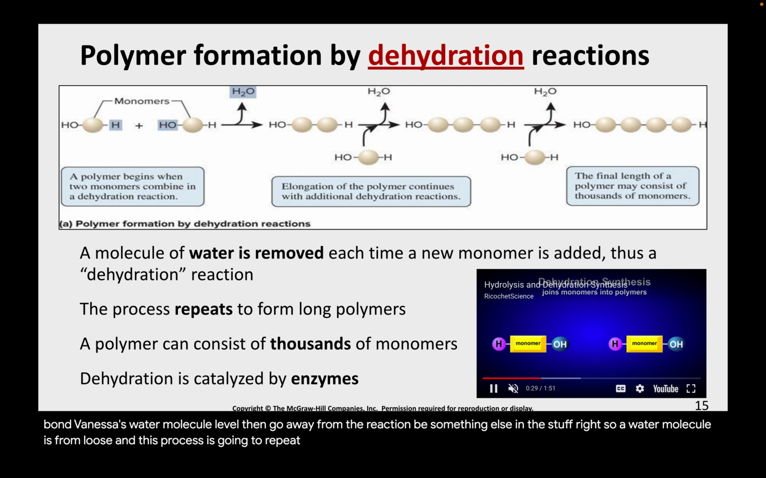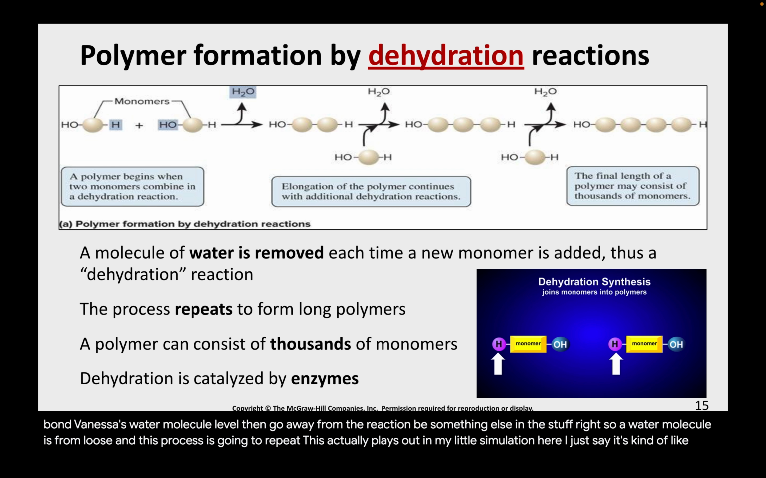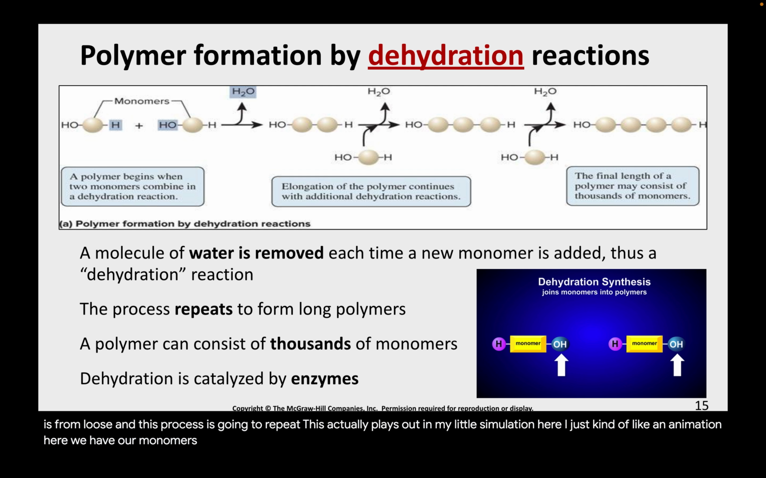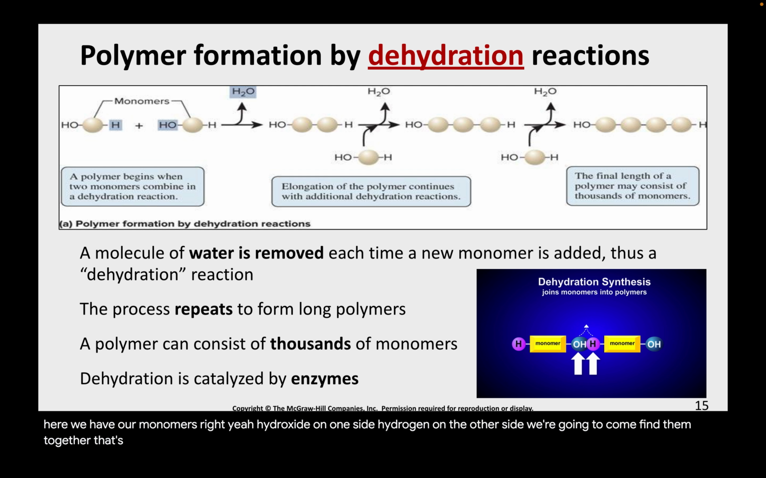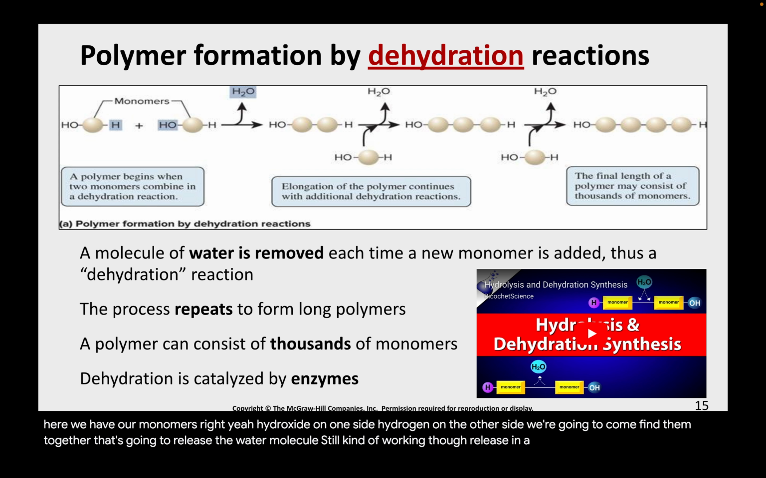We'll see how this actually plays out in my little simulation here. Just as an animation, we have our monomers. We have hydroxide on one side, hydrogen on the other side. We're going to combine them together. That's going to release a water molecule. It's kind of laggy, but still working. Releasing a water molecule and leaving behind a bond in its process.